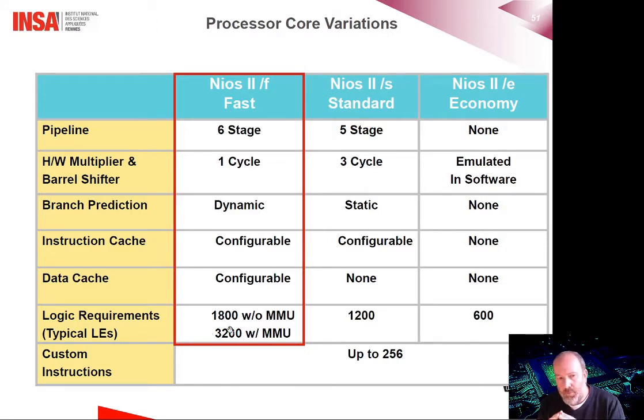So the 3 versions of the processor come with 256 custom instructions that make it possible to access hardware accelerators very efficiently. And this we will describe later, the different process.